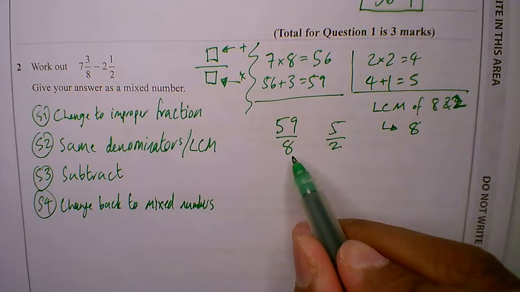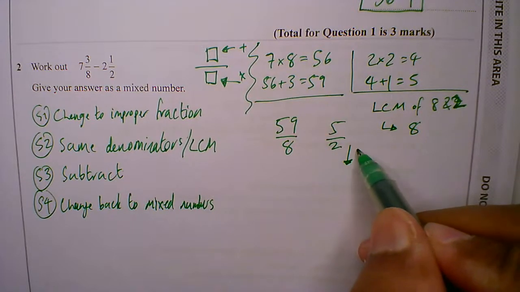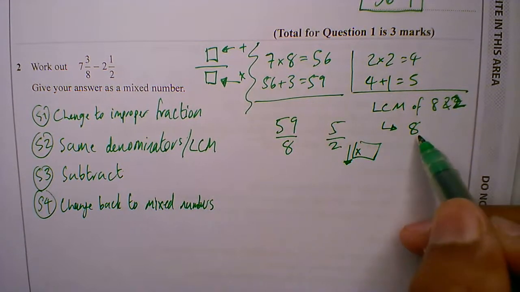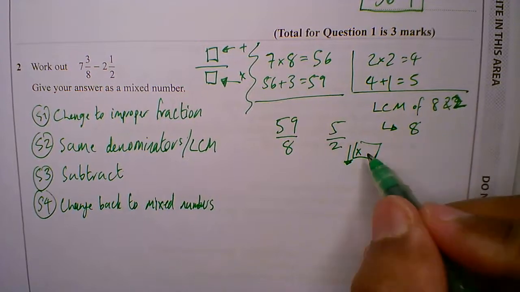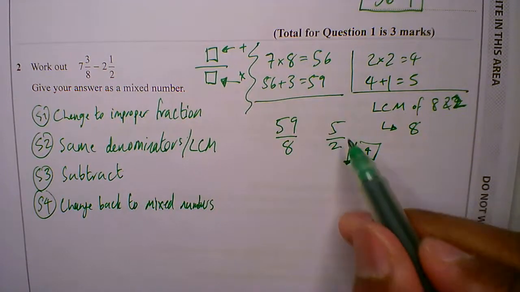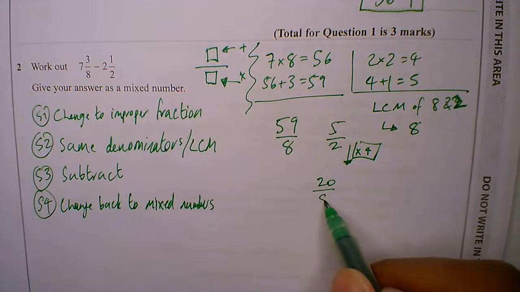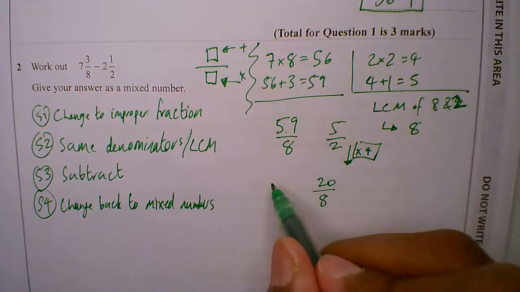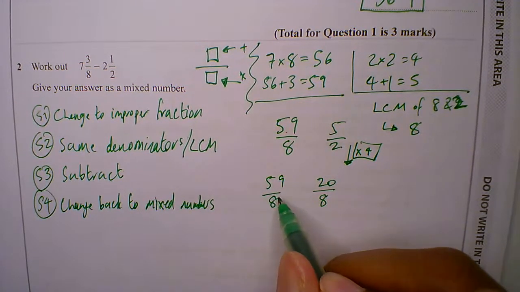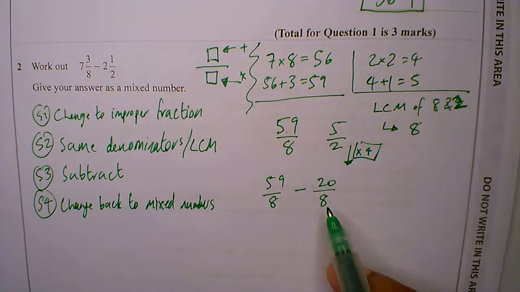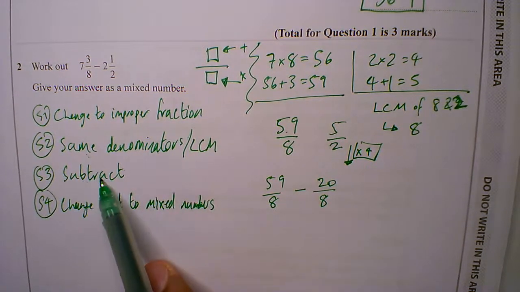So this stays the same. I can now multiply this by a number to get me 8, and that must be multiplying by 4. So 5 times 4 gives me 20. 2 times 4 gives me 8. This can stay as it is, 59 over 8. Take away that. So now I have the same denominator. So I've done step 2. Now I go to step 3.